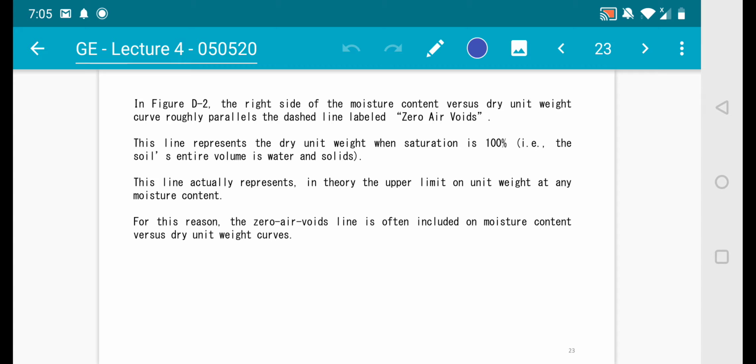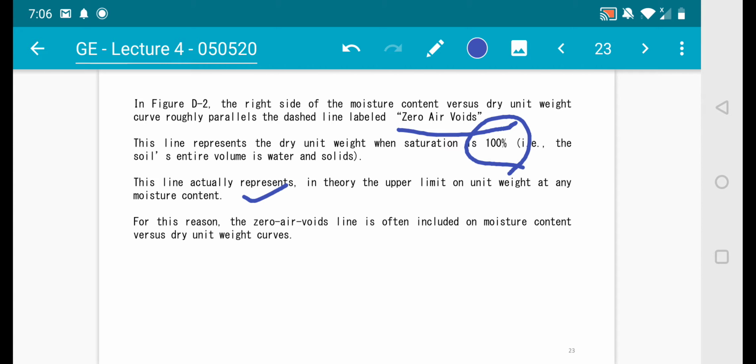In figure D2, the right side of the moisture content versus dry unit weight curve roughly parallels the dashed line labeled zero air voids. This line represents the dry unit weight when saturation is 100%. The soil's entire volume is water and solids. This line actually represents, in theory, the upper limit on unit weight at any moisture content.